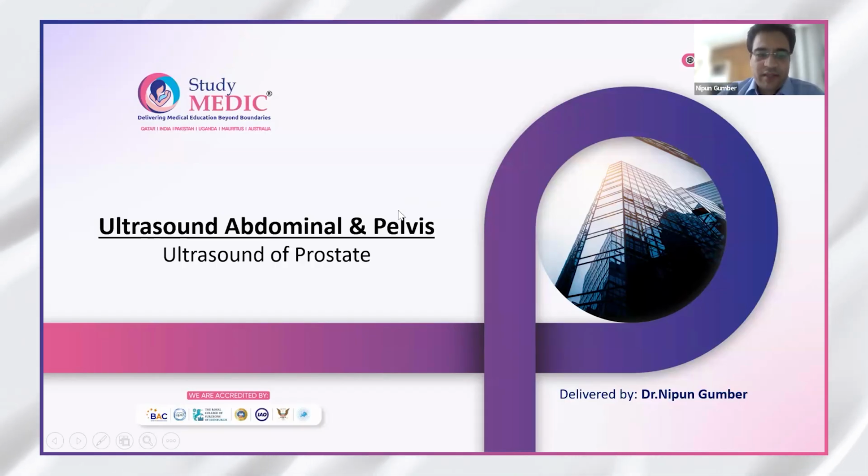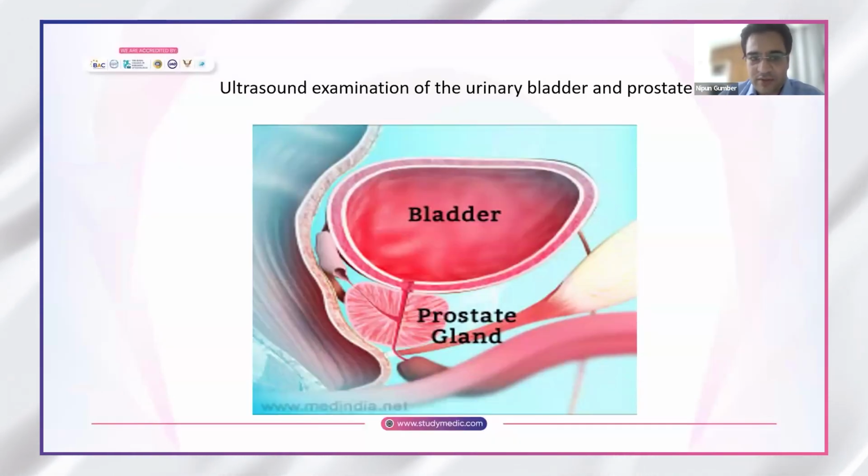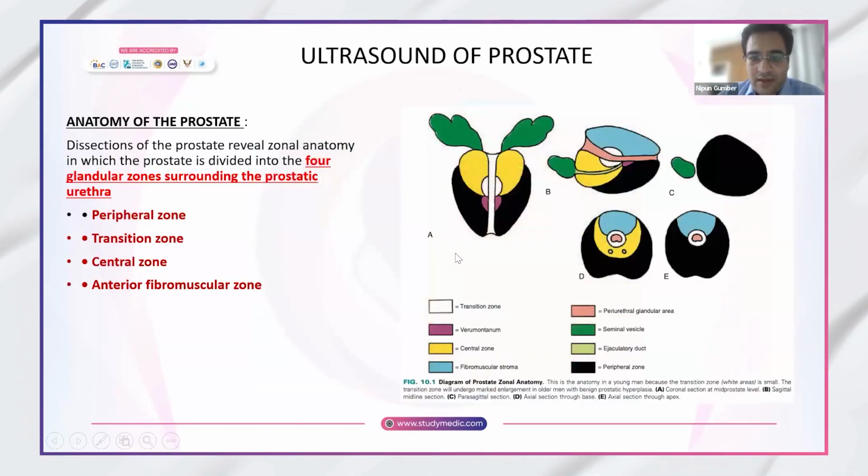So today I will be telling you in brief regarding the ultrasound of the prostate, like how we do a transabdominal and a transrectal ultrasound of the prostate, and I will discuss some of the common pathologies of the prostate. Okay, so this is the bladder, and just below the bladder sits the prostate gland, and on either side of the prostate gland lies the seminal vesicle. So let's study the ultrasound of the prostate.